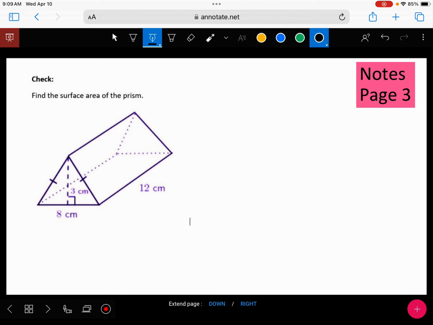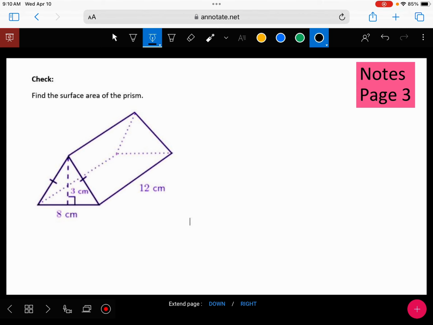All right, so now let's go back to page 3. Page 3 is also a prism. Even though the prism is laying on the side, what shape do you see at the top and bottom of this prism? It's a triangle.